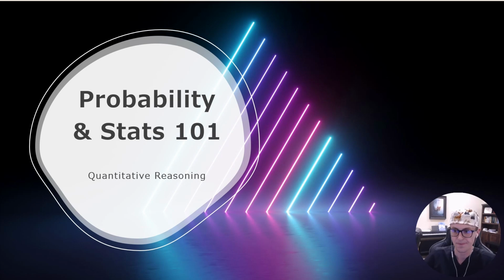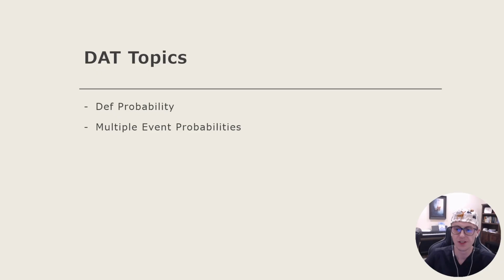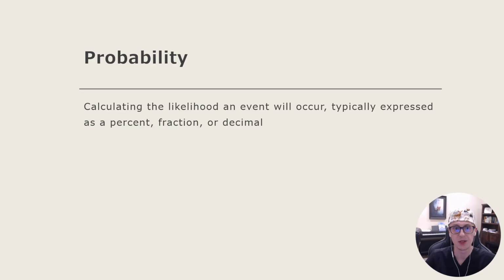Let's get started. So for this video, we're going to cover the definition of probability and we're going to hit some multiple event probability questions. So when we talk about probability, we are talking about the likelihood an event will occur. In math, we can calculate that likelihood by just attaching numbers to the chance of something happening, either a percent, fraction, or decimal. Probability is the likelihood something will happen, not a guarantee that something will happen.